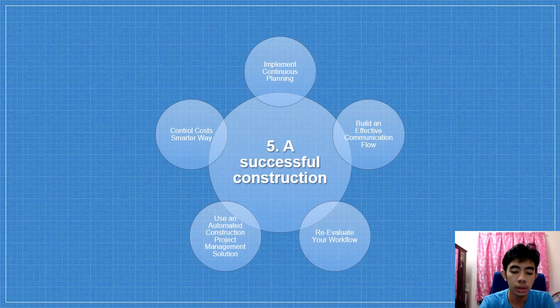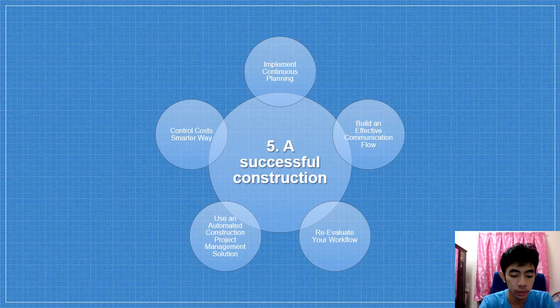Next, use an automated construction project management solution. No construction manager has the time to answer every email that comes in, send reports to stakeholders manually, or answer questions from each party related to the budget or process progress by phone. Without an automated system, construction project management won't run efficiently.